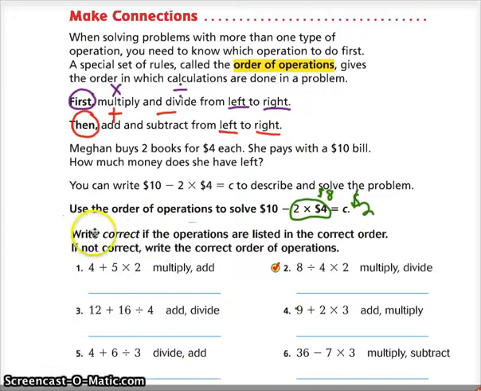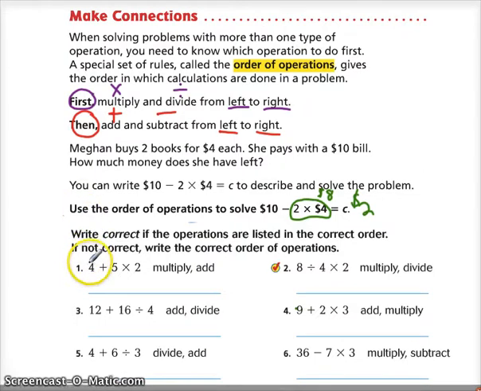The directions tell us to write correct if the operations are listed in the correct order. And if they're not correct, we need to write the order that we would use, the correct order of operations. So let's take a look at number 1. Number 1 says 4 plus 5 times 2.